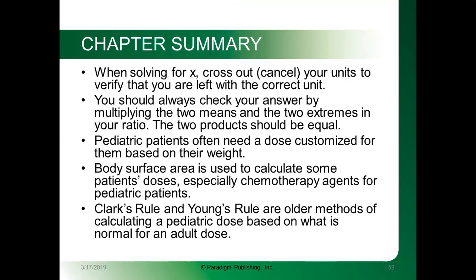Pediatric patients often need a dose customized for them based on their weight. Body surface area is used to calculate some patients' doses, especially chemotherapy agents for pediatric patients. Clark's rule and Young's rule are older methods of calculating the pediatric dose based on what is a normal adult dose. And that ends our PowerPoint.